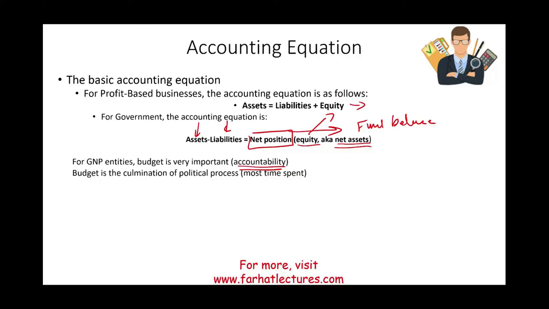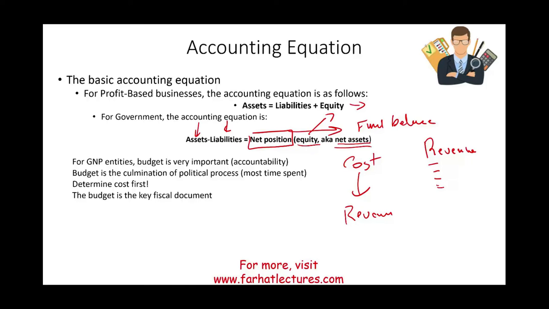And most of the time, people who work in government spend most of their time determining this budget. Now, the funny thing about government is they determine their costs first. First, they say, this is how much money we need. Then they go ahead and figure out where to get the revenue from. In a business, it's different. In a business, you see where am I going to get the revenue from, and based on the revenue, I will budget my expenses. So notice, even the starting point is different, because the budget is a key fiscal document for the government. So budgets drive accounting and financial reporting when it comes to governmental accounting. That's not the case in financial reporting.